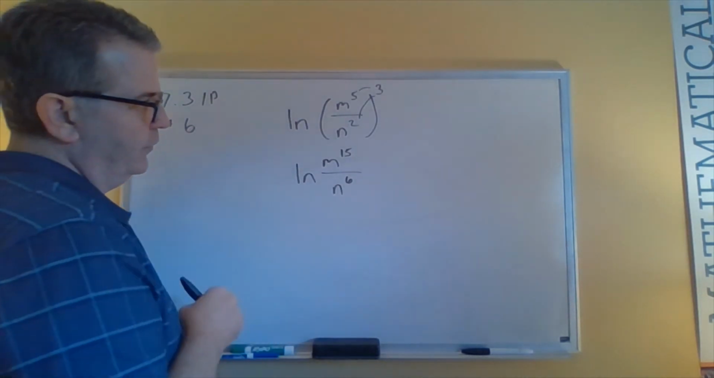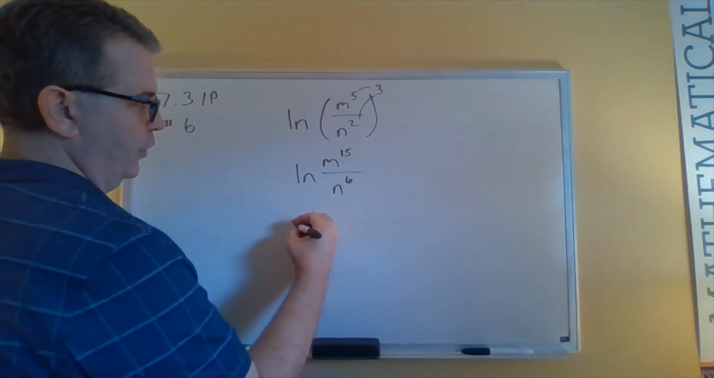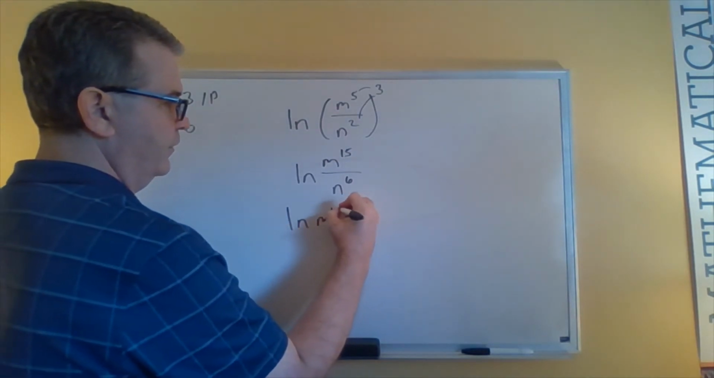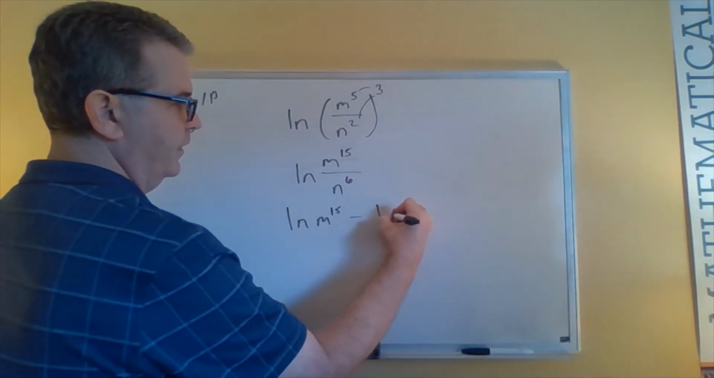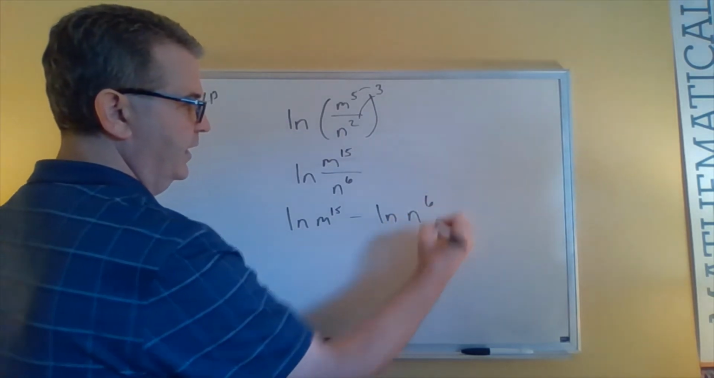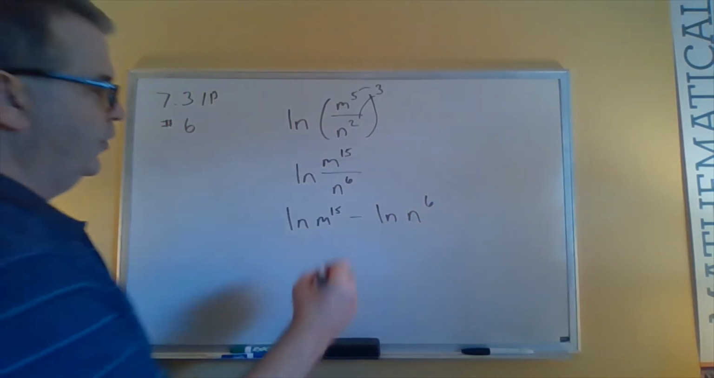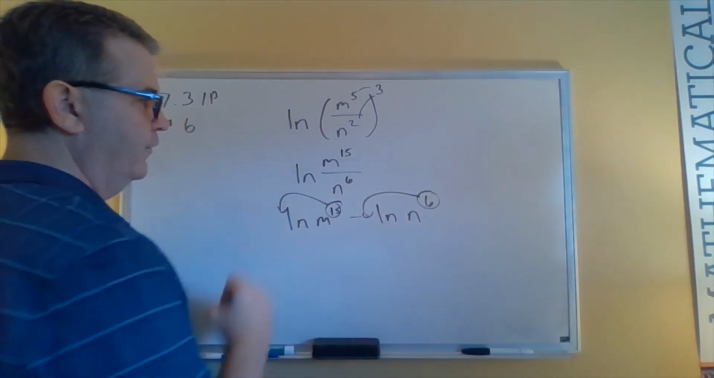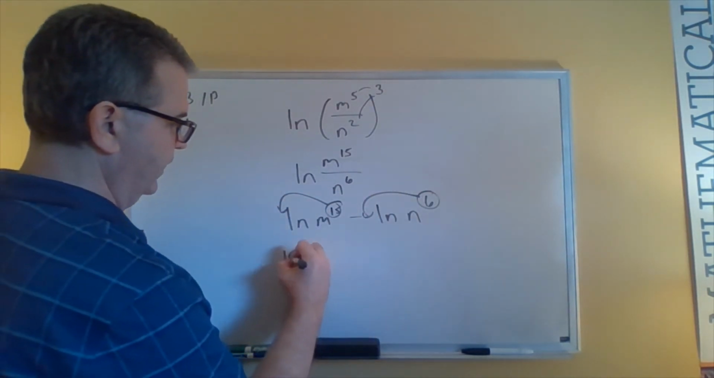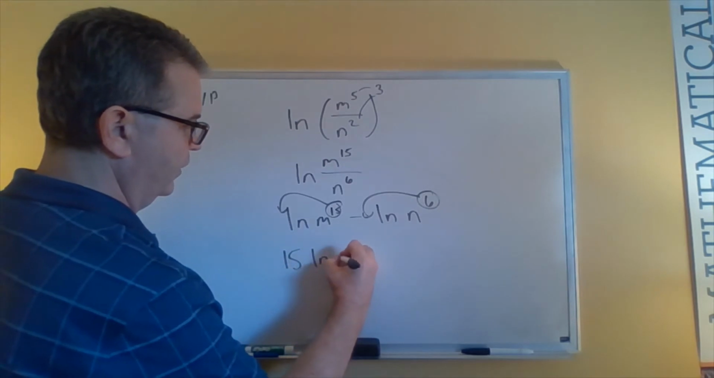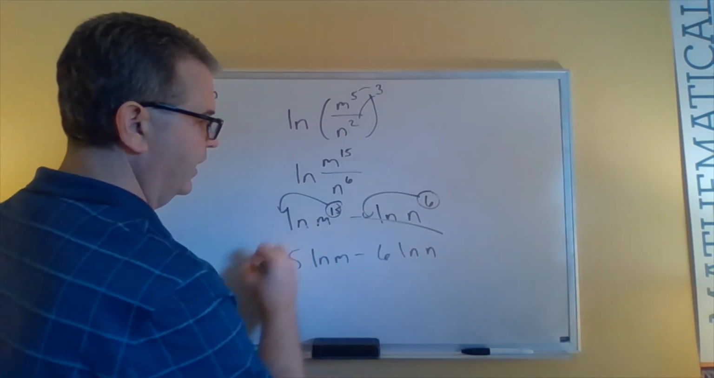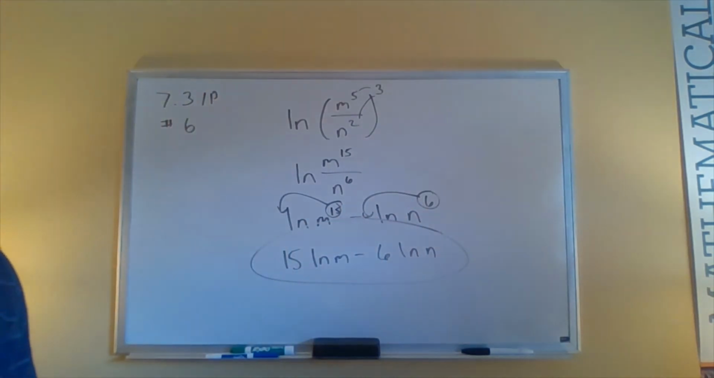Now, because I have this division here, I'm going to apply my quotient property. So I'm going to have the natural log of m to the 15th minus the natural log of n to the 6th. Now I'm going to apply that power property and move this exponent over into the coefficient position. So I'll have 15 times the natural log of m minus 6 times the natural log of n. And there's my answer for number 6.